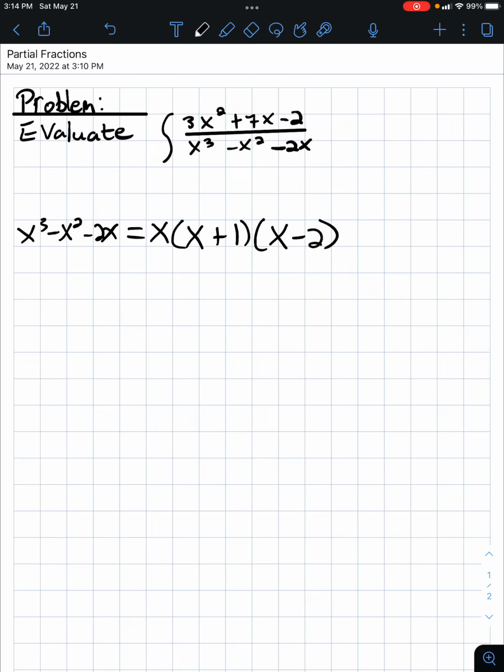The next step is to set up our partial fraction equation. Each term has one factor, as the formula states. Since we've broken down the denominator, this becomes A divided by x plus B divided by (x + 1) plus C divided by (x − 2).